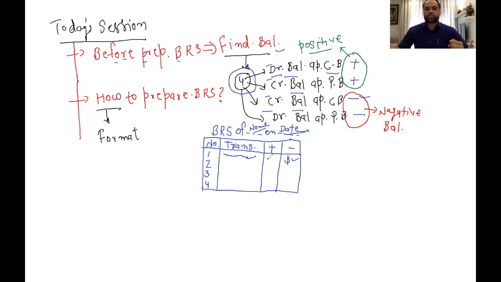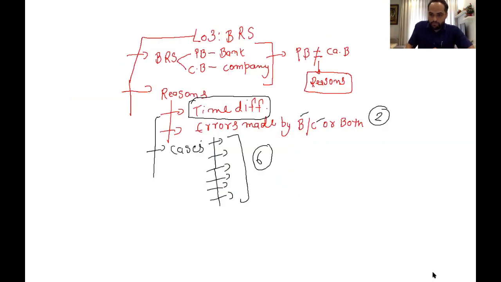Now, transactions 2, 3, 4 could be any transaction as per this information, right? Any transactions could be 2, 3, 4. We will come to those points later on.